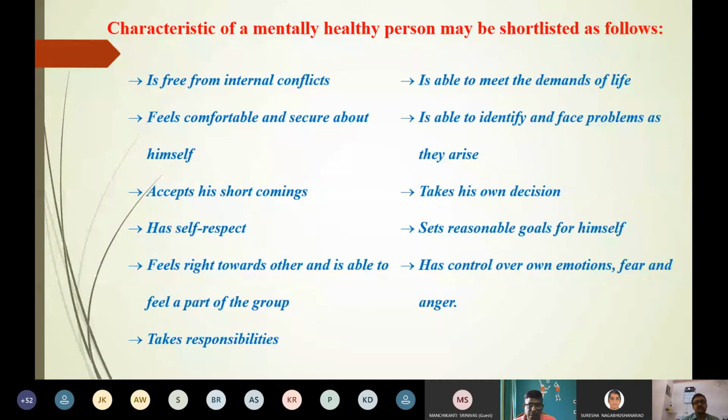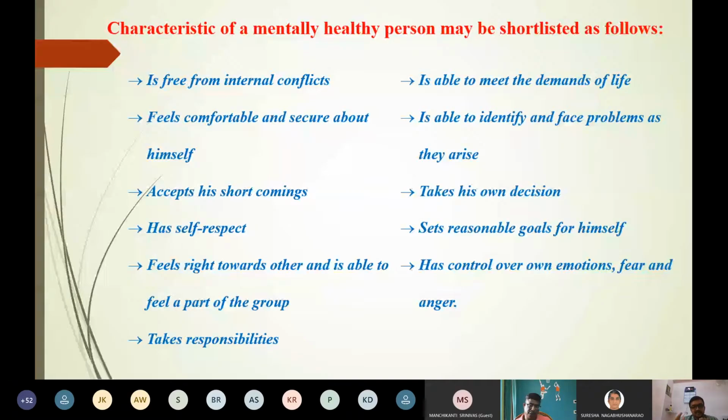What characteristics a mentally healthy person displays: he is free from internal conflicts. He feels comfortable and secure about himself, accepts his shortcomings, has self-respect, feels right towards others, and is able to feel a part of the group. He takes responsibilities, never gets away from whatever work you give him, and is able to meet the demands of life. He is always ready for any type of challenge that comes in a 24-hour schedule, whether on the personal front, the professional front or the social. He is able to identify and face problems as they arise, so he takes his own decisions, and he is always very swift and prompt in that.